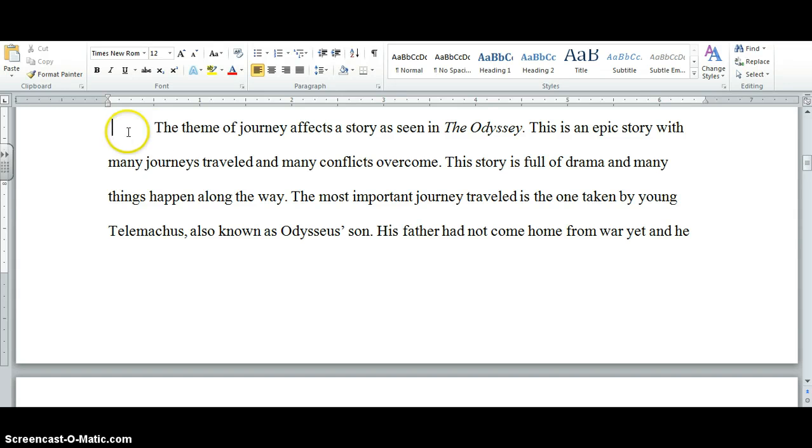Okay, first paragraph. The theme of journey affects the story. Uh-oh, this looks wrong. Okay, just one space, you're okay. The theme of journey affects the story as seen in the Odyssey.